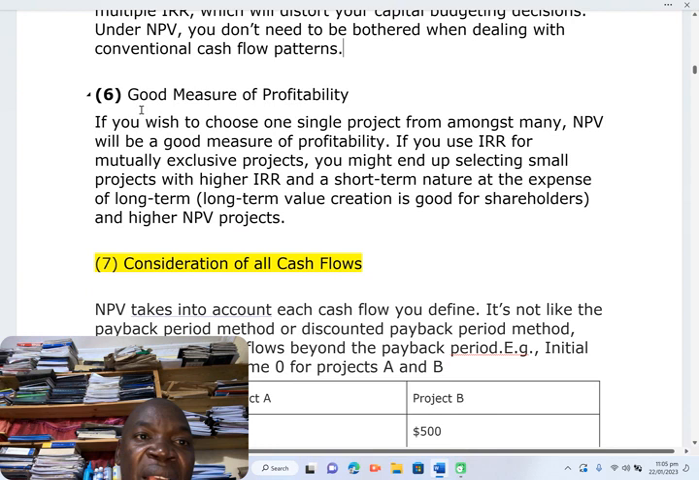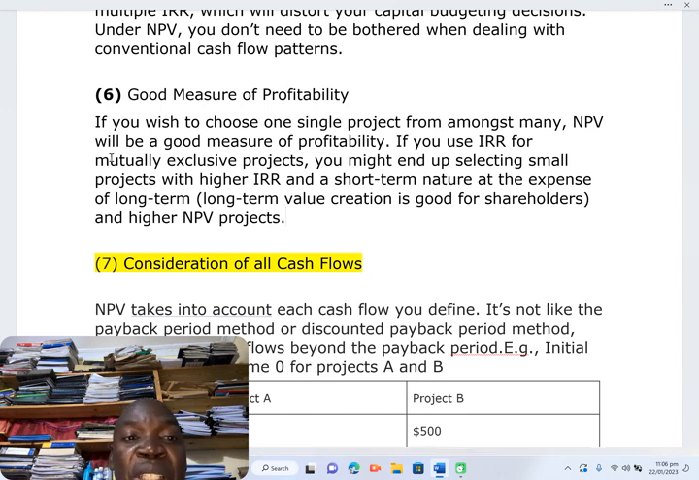Number 6, NPV is a good measure for profitability. If you wish to choose one single project from among many, NPV will be a good measure of profitability, if you use IRR for mutually exclusive projects. Mutually exclusive projects are projects which can't be executed together. You might end up selecting a small project with higher IRR and short-term nature at the expense of long-term wealth creation.